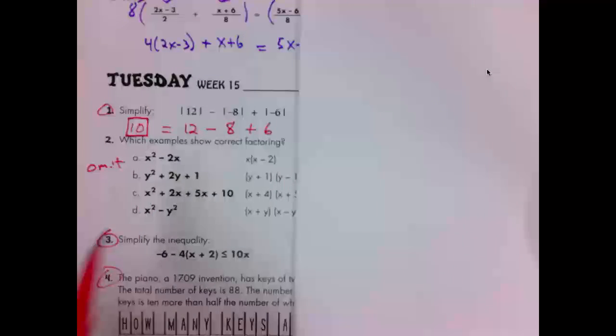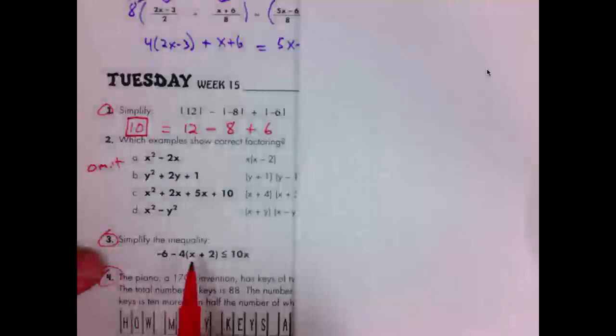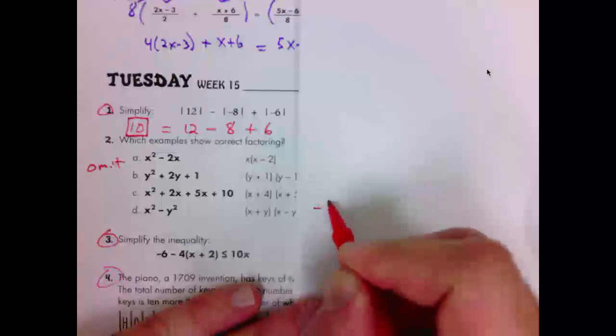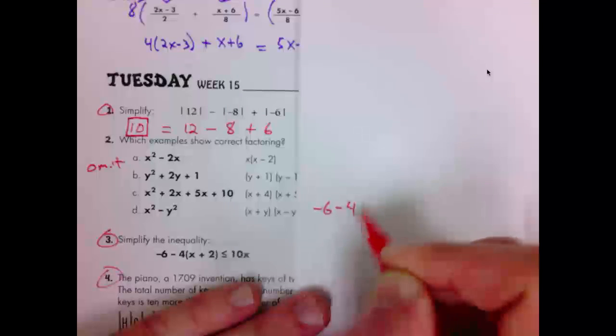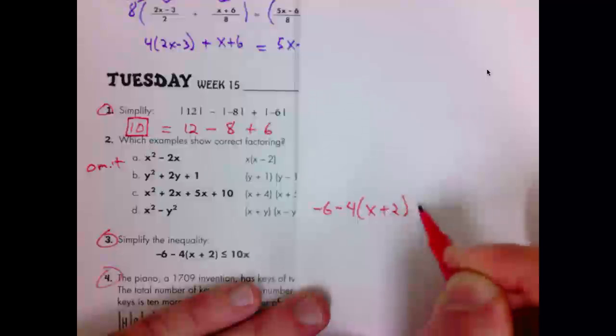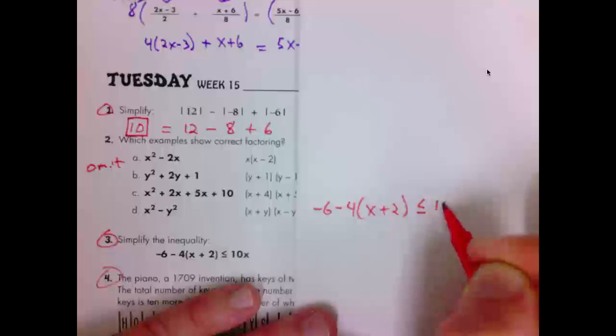Omit number 2. We have not quite dealt with factoring yet. Number 3 says simplify the inequality. I'm going to recopy this over here so we have a little more room. Negative 6, subtract 4, parentheses, x plus 2, less than or equal to 10x.